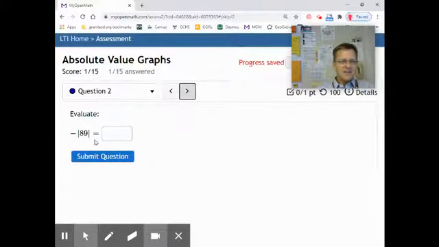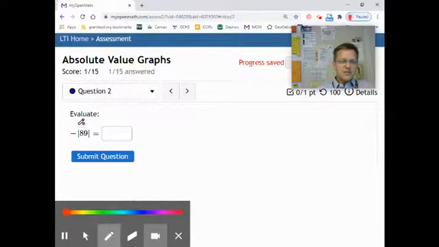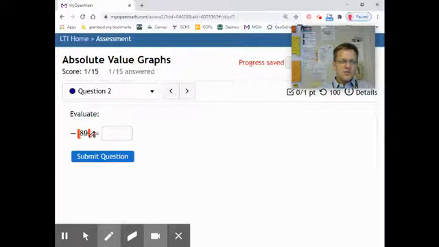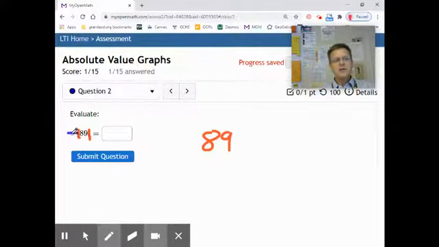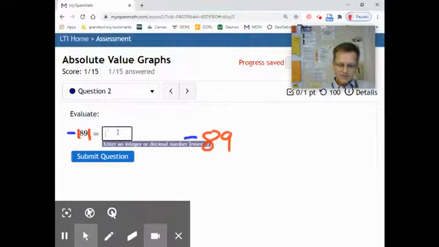Let's jump on to the next one. Now, this one's a little tricky. So let's look at the bars. The bars are right here. The bars say everything inside is positive. So you have an 89. That's positive. It was already positive. But then outside of that, you have a negative. So this says the opposite of a positive 89. Well, what's the opposite of a positive 89? Well, negative 89.